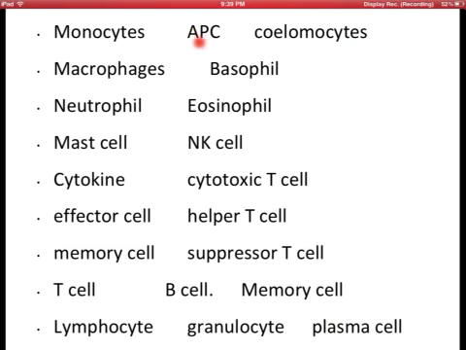APC, hindi ito armored personnel carrier ng mga militar. This is antigen presenting cell. So a macrophage can be an antigen presenting cell. An infected cell can be an antigen presenting cell.